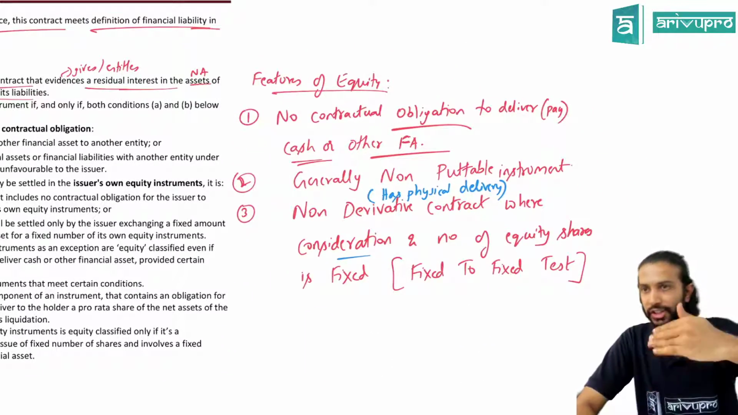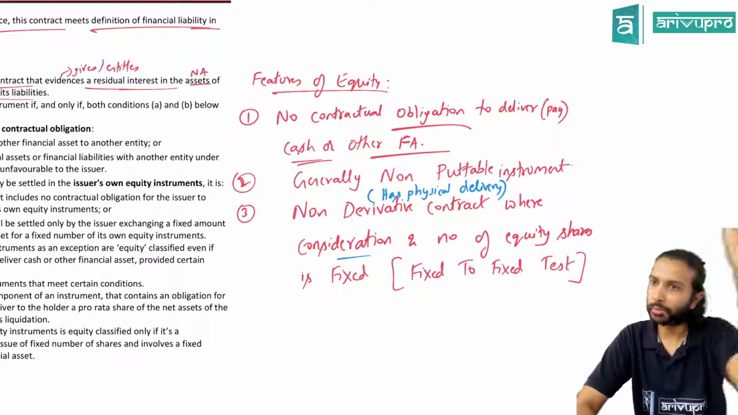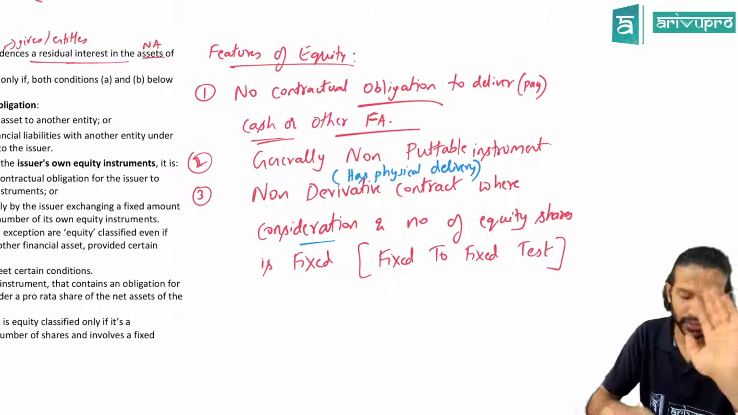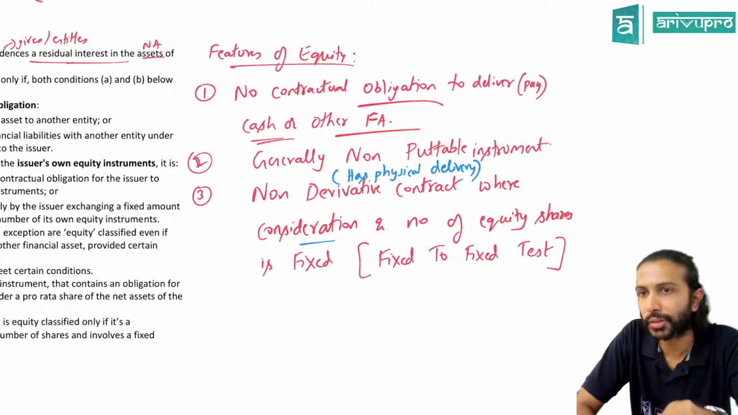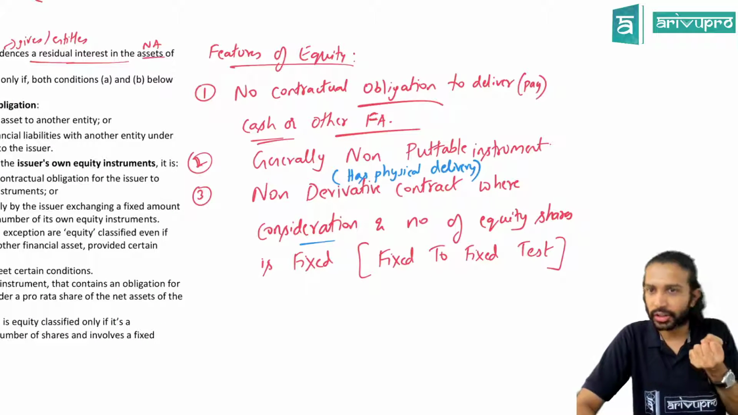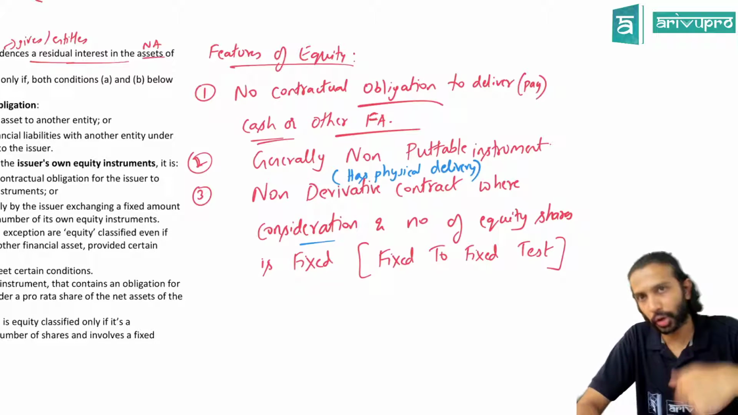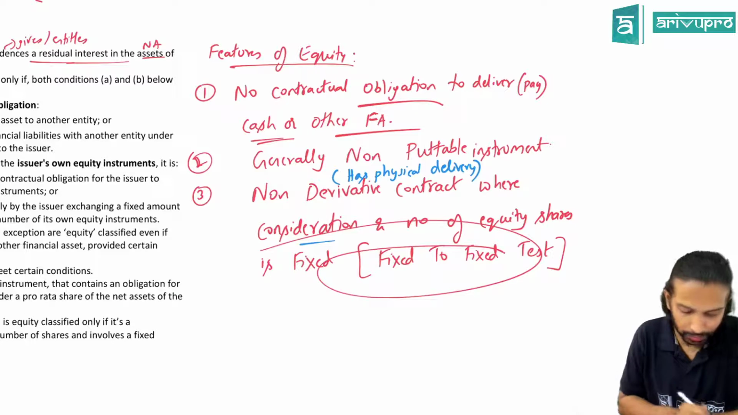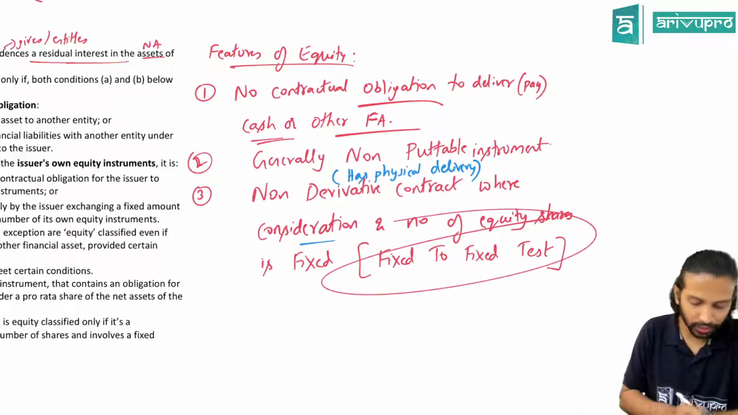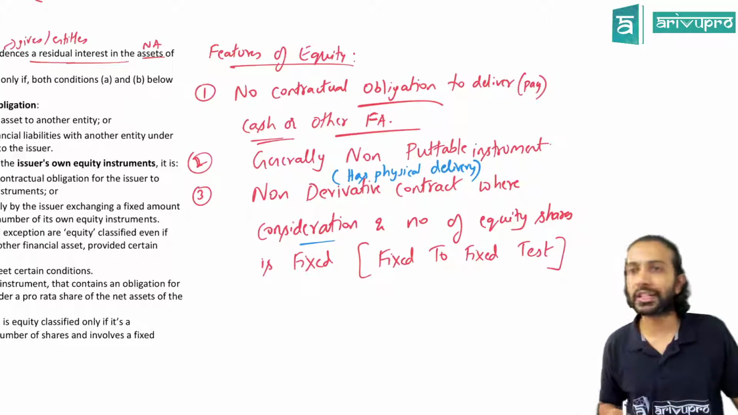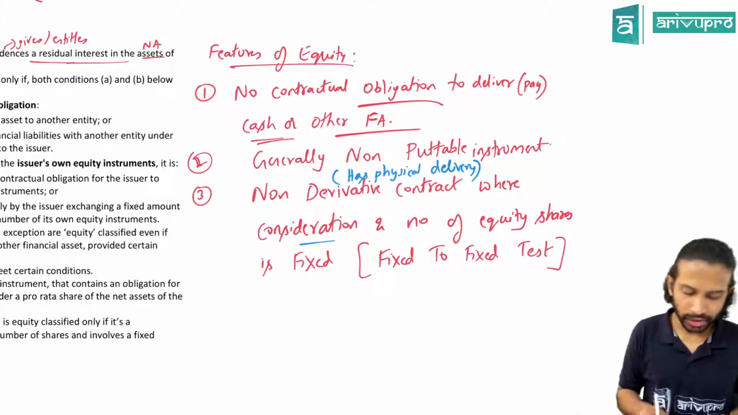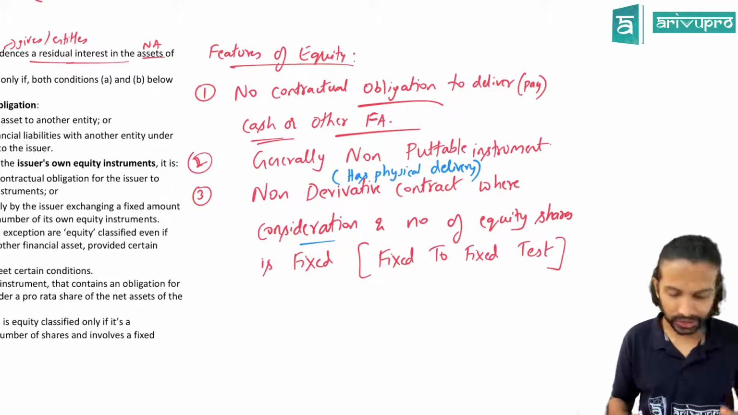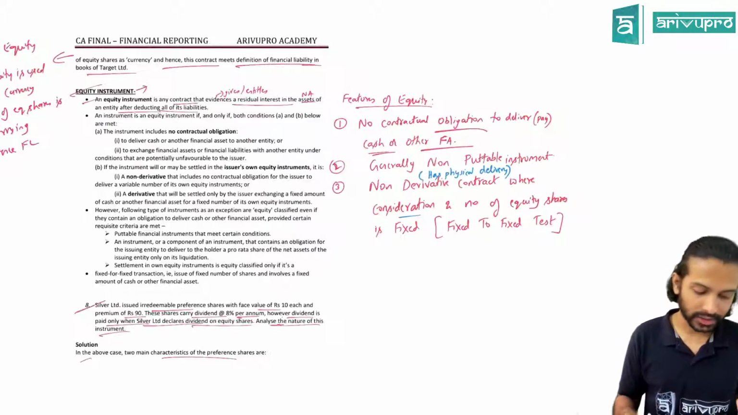If you are not giving equity shares now but down the line, no problem, that also can be classified as equity right now, provided the fixed to fixed test is satisfied. What should be fixed? The consideration that you are receiving should be fixed now. The number of equity shares that you want to issue should also be fixed. If either of them is variable, then automatically it will be classified as a financial liability. Got it? Generally, these equity shares are non-puttable, which we have not yet covered. Let's put that on hold. That is the next concept. Alright, now let's take a break and resume.